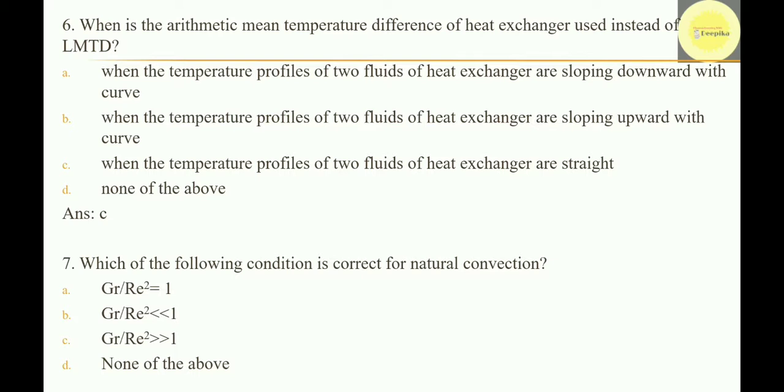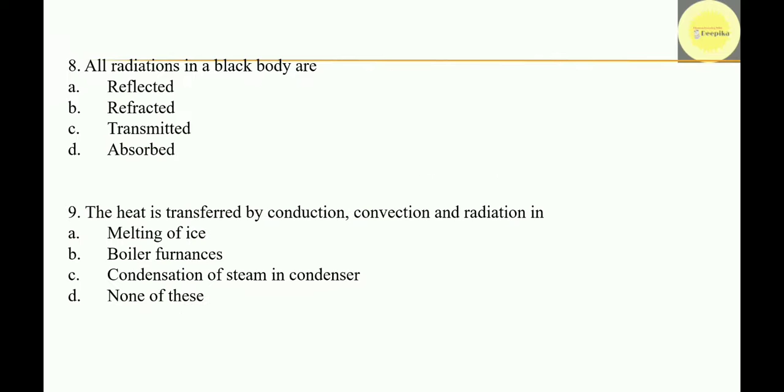Next question is, which of the following conditions is correct for natural convection? So the option A is Gr/Ra square equals 1. B, Gr/Ra square is less than 1. C, Gr/Ra square is greater than 1. D, none of the above. So the answer is C, that is Gr/Ra square is greater than 1.